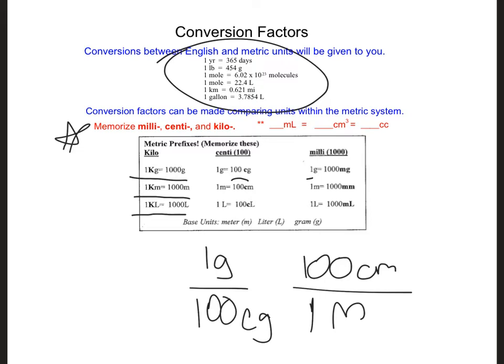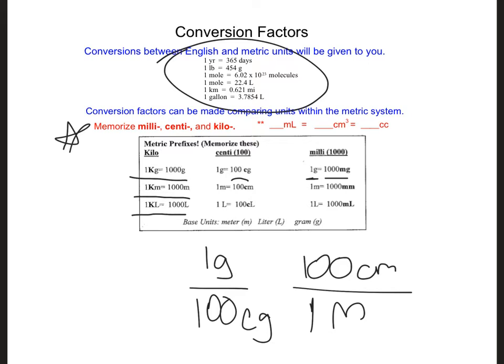So one base unit, 1 gram, is 1,000 milligrams. Milligrams are smaller. 1 meter is 1,000 millimeters. 1 liter, 1,000 milliliters. Again, the whole idea here is these are prefixes you can throw on any unit to start converting from one to another.